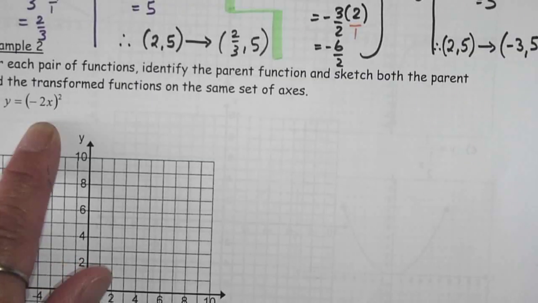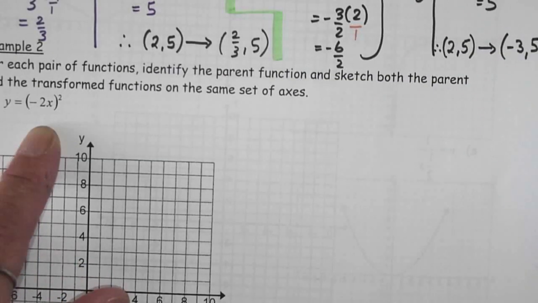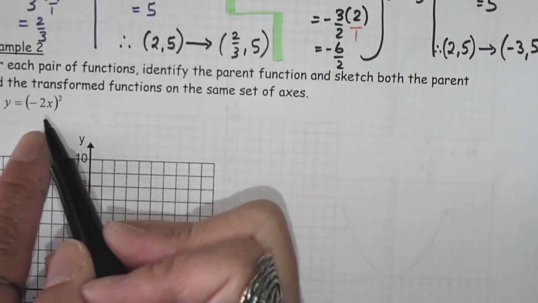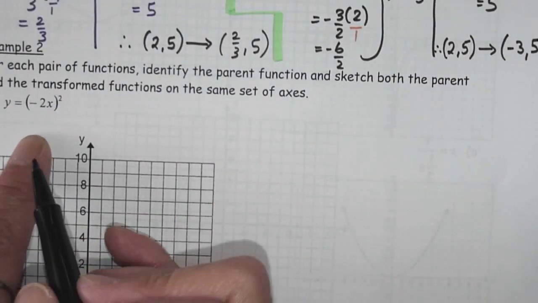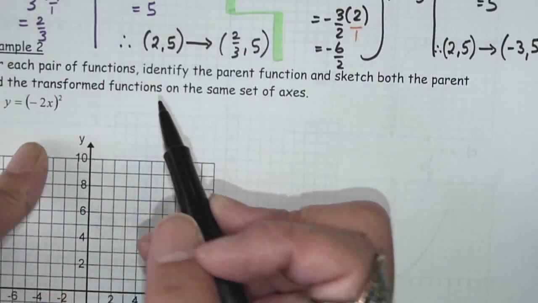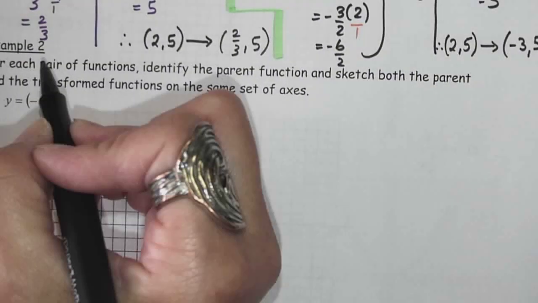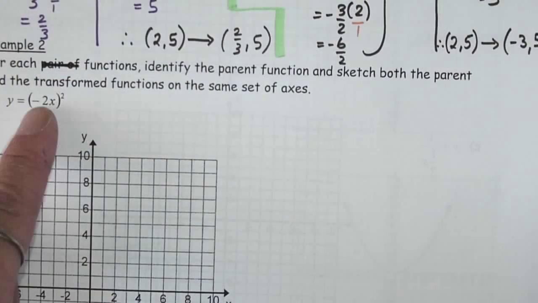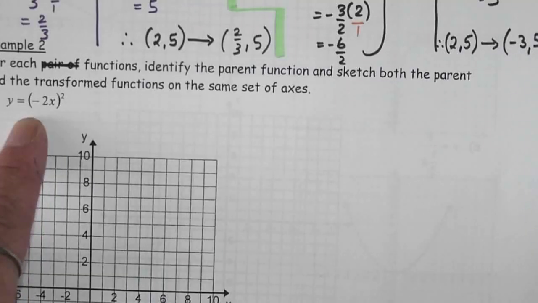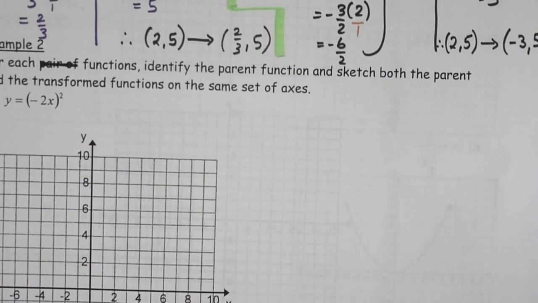So if I give you a quadratic, and again, don't take it out of the bracket. Okay, I want to leave it where it is. Let's talk about it horizontally. I don't want you to convert everything to vertical. So let's leave it here. If it's in the bracket like that, I want you to tell me what's happening. So for each function, identify the parent function and sketch both the parent and the transform function on the same set of axes.